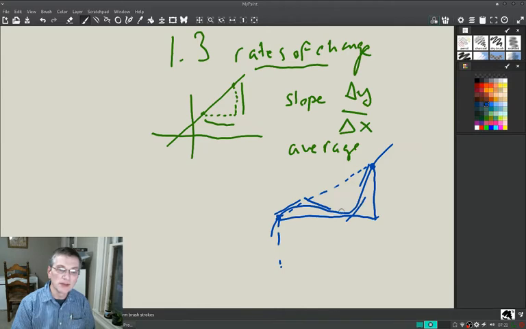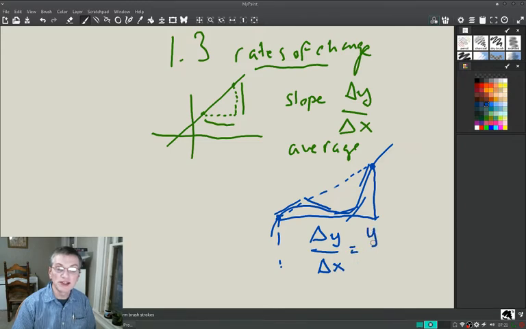And the slope is often what we're interested in. But calculus is a way of getting from average rate of change to the actual slope. But first, average rate of change, the change in y over the change in x.